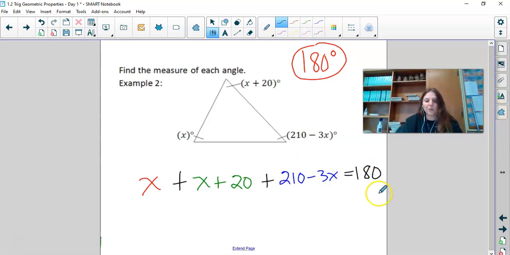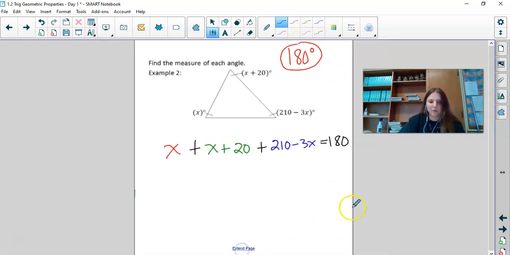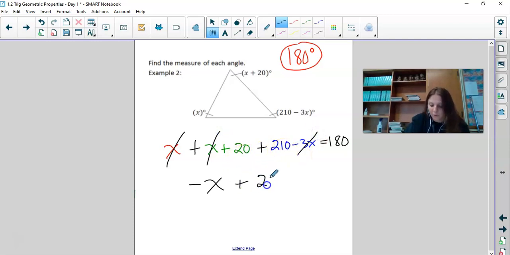Okay, next thing I'm going to do is combine my like terms. So x plus x, that's 2x, minus 3x. 2 minus 3 is negative 1x, or negative x. That takes care of the x's. 20 plus 210 is 230. And I have the 180 that I'm going to bring down. Go ahead and solve it.